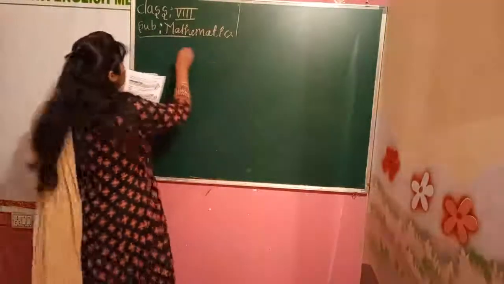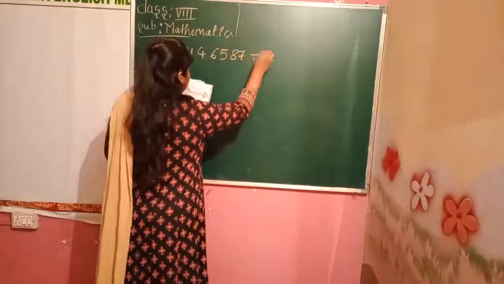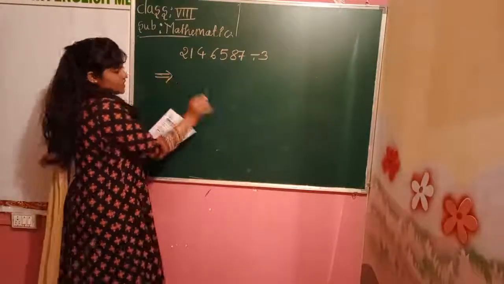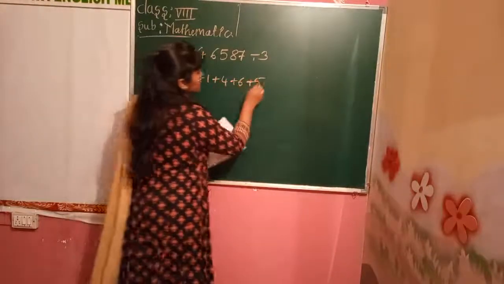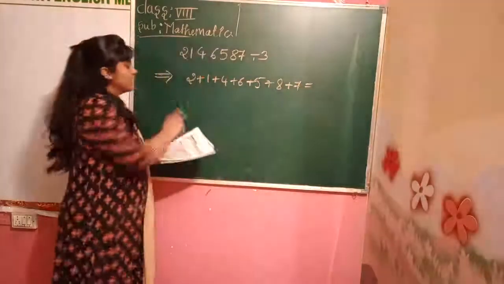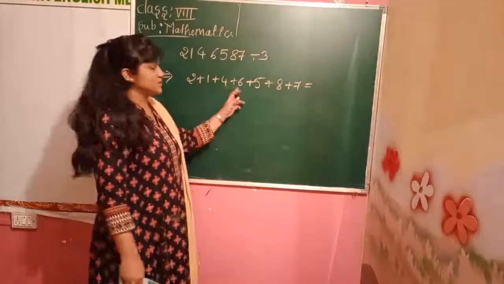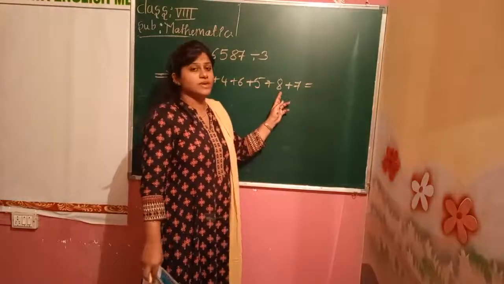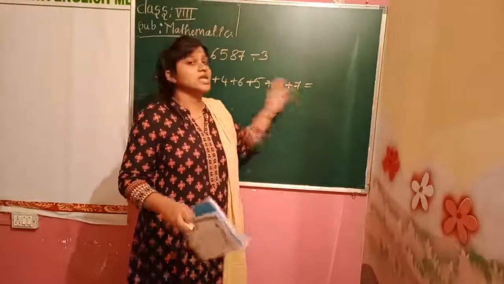Question is 2, 1, 4, 6, 5, 8, 7. Divisibility by 3. Whether it is divisible or not, we have to check. Okay, we'll expand it now. Same thing: 2 plus 1 plus 4 plus 6 plus 5 plus 8 plus 7 is equal to what? Add now. 2 plus 1 will be 3, 3 plus 4 will be 7, 7 plus 6 will be 13, 13 plus 5 will be 18, 18 plus 8 will be 26, yes? Okay, next, 26 plus 7 will be 33.